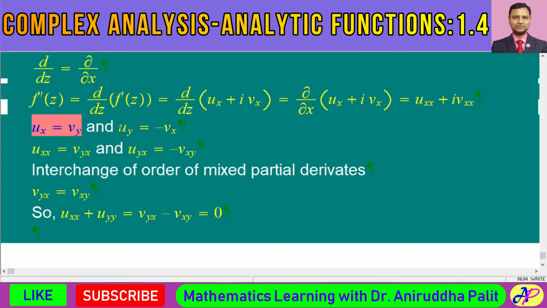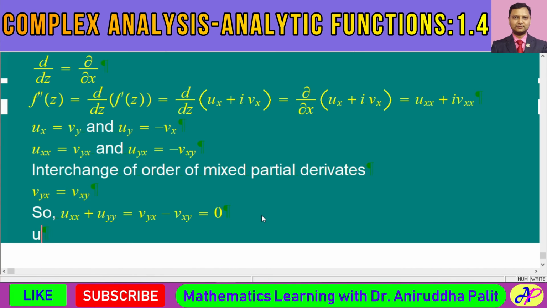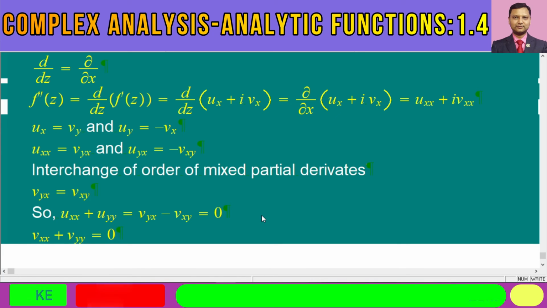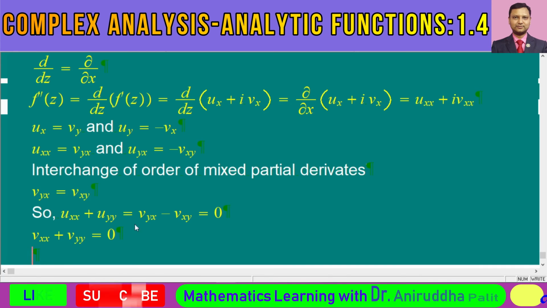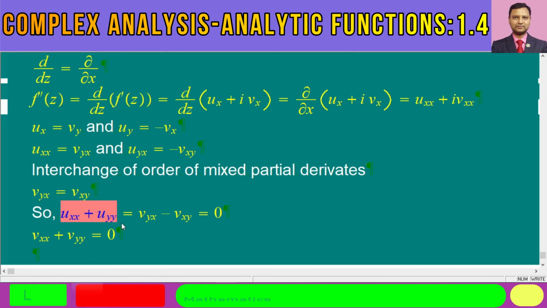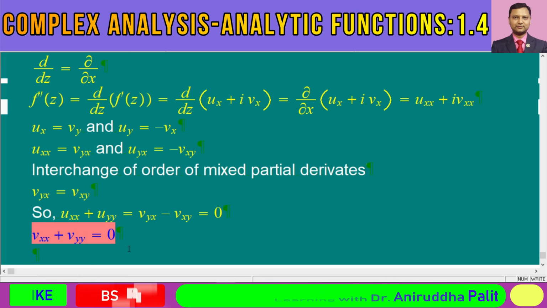Not only this one, you can similarly prove, just by differentiating this relation with respect to y and differentiating the other relation with respect to x, that v_xx plus v_yy would also be equal to 0. And these two equations, u_xx plus u_yy is equal to 0 and v_xx plus v_yy is equal to 0.